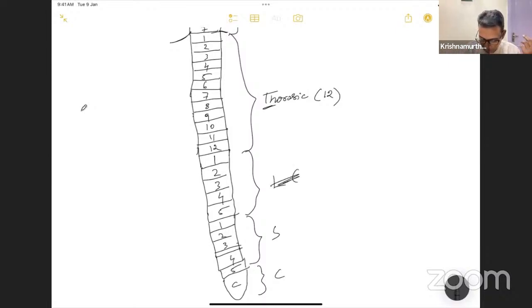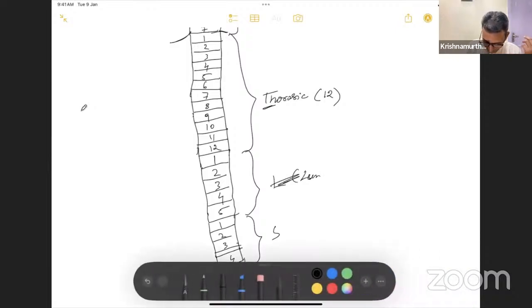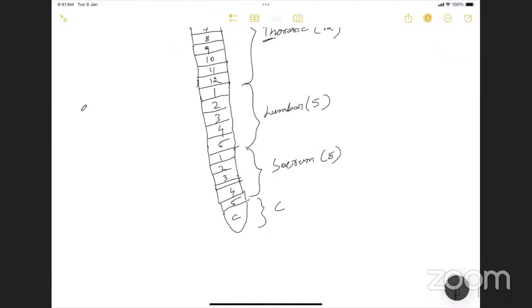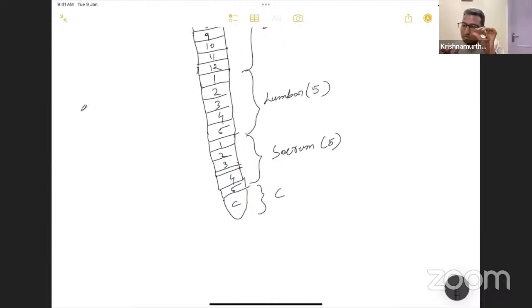Lumbar is 5, no extra. Sacrum is also covered from both top and bottom, so you will get 5. But when it comes to the coccyx, it is a fused bone. Even though the number of bones can be 3, the nerve which is coming is 1.